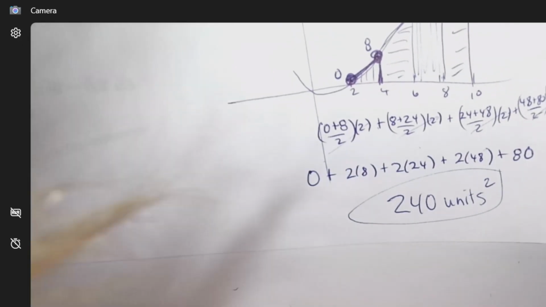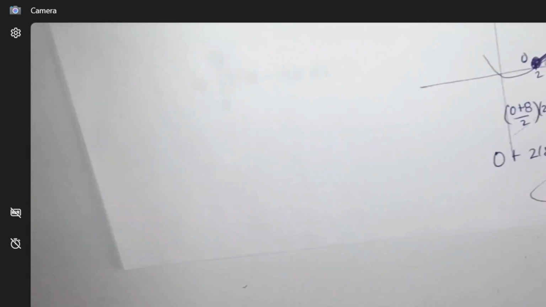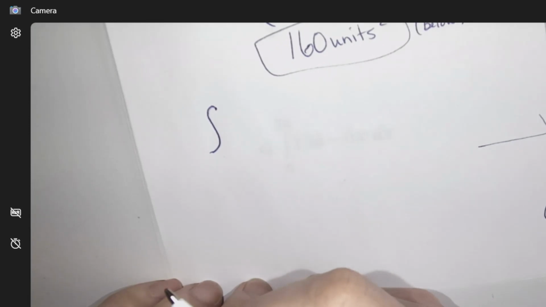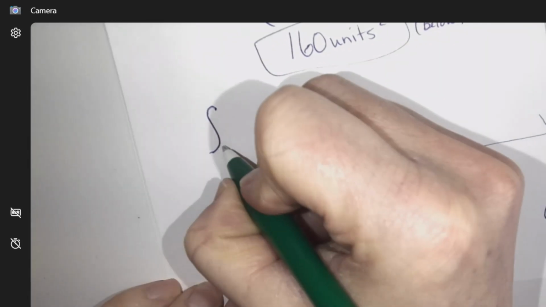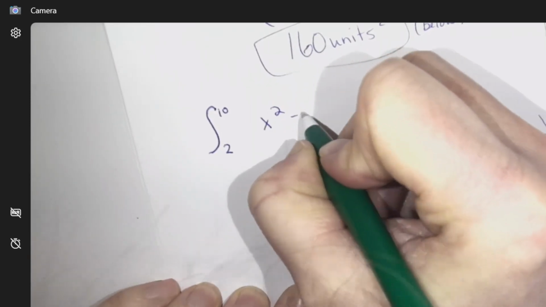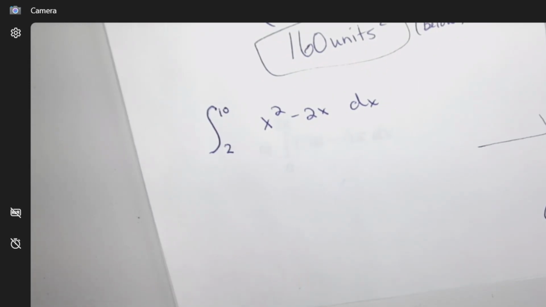Okay, let's do the actual, just for fun, to see if we are pretty close with our estimate. So how do you format an area? You do the integral from 2 to 10 of this equation with respect to x. That's how to do the area.